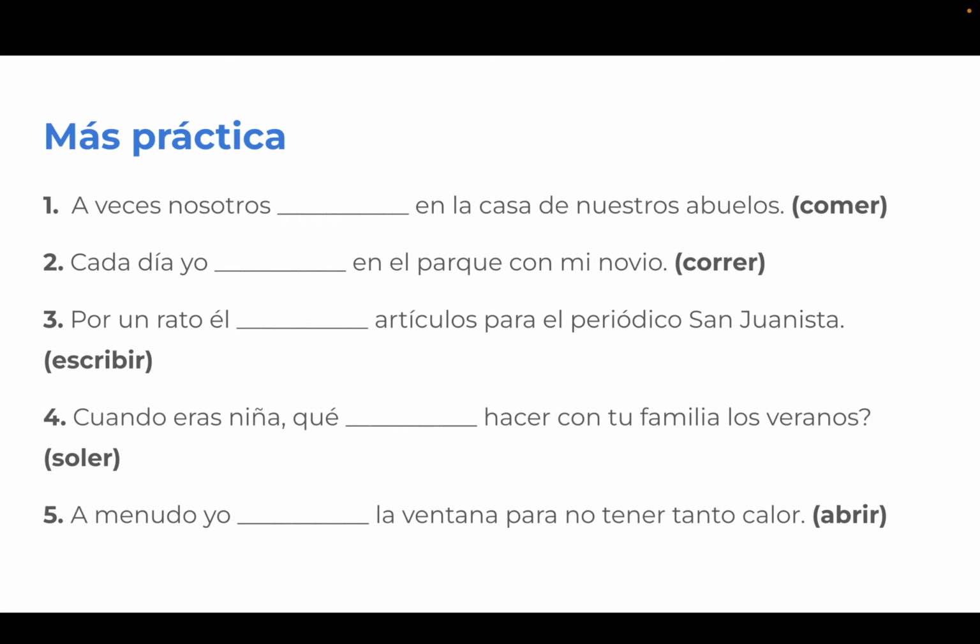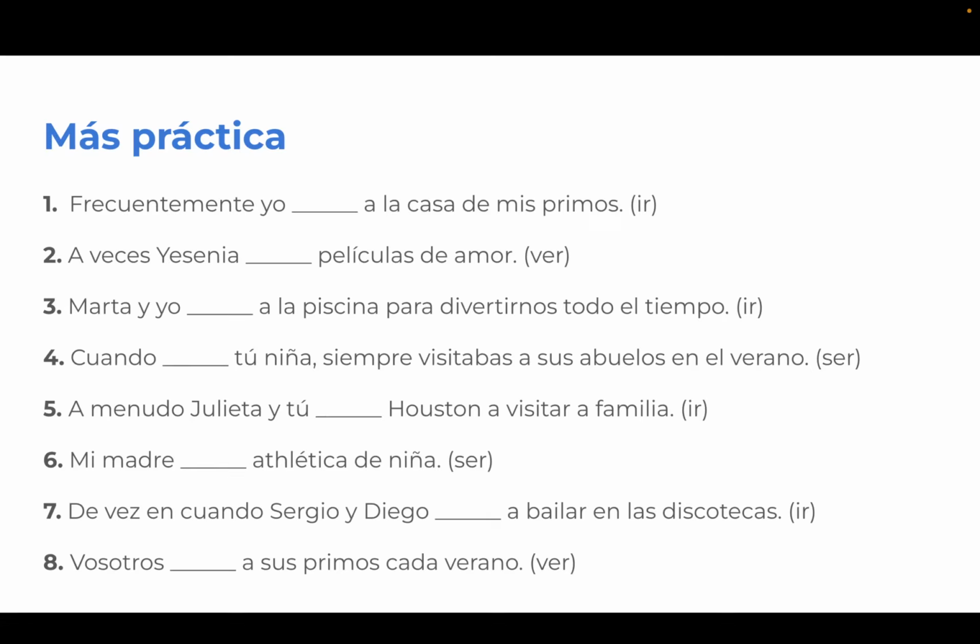Then we're going to do a little practice here. Comer, correr, escribir, soler, abrir. All ER, IR verbs. Wow, these are probably all going to have the similar endings. So take a shot at that. And then our last practice page, we have 8 here, but they're all ir, ver, and ser. So this is a page of the irregulares.